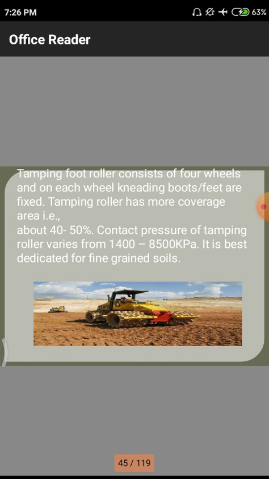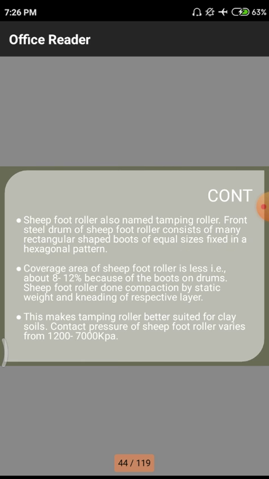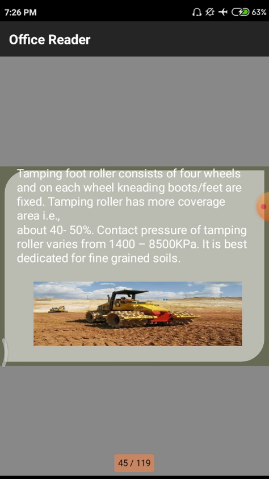About 40 to 50% coverage, and the contact pressure of tamping rollers varies from 1400 to 8500 kilopascal, whereas previously we had 1200 to 7000. In these kinds of rollers we have 1400 to 8500. That means 200 and 1500 is the variation in both. The minimum pressure is 1400 and the maximum is 8500, using these sheep foot rollers in fine grained soils.